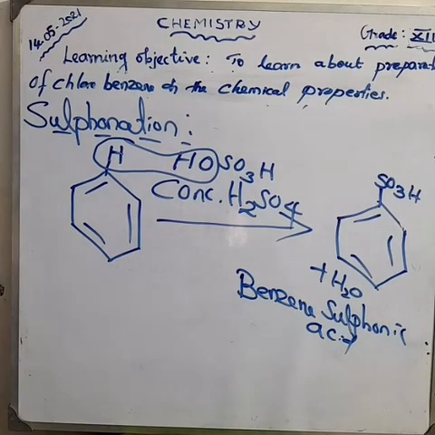Okay, benzene sulfonic acid. So first we learned about the chemical properties of benzene. First one is nitration. Second one is sulfonation. Third one is methylation.